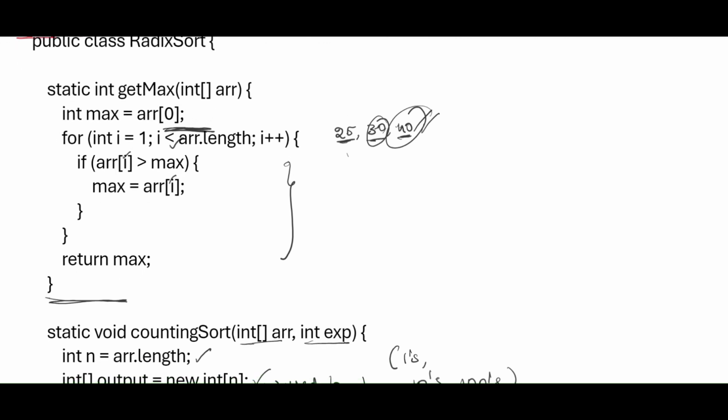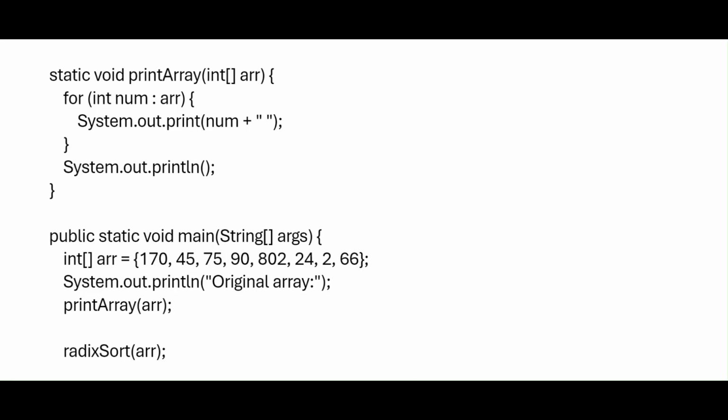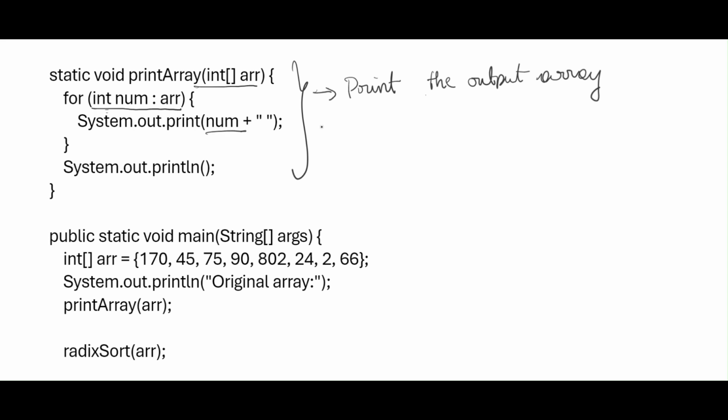Now here you can see the next function after the radixSort function is the printArray function. The main aim of this function is to print the output array. Here you can see the argument as array. For each number in the array, it will print the number. Meaning for every number in this array, it will print it and show it in the display.